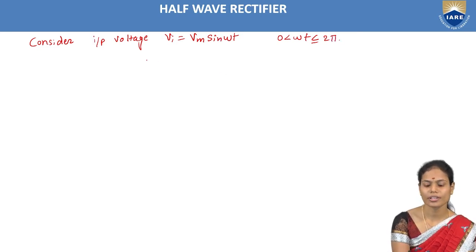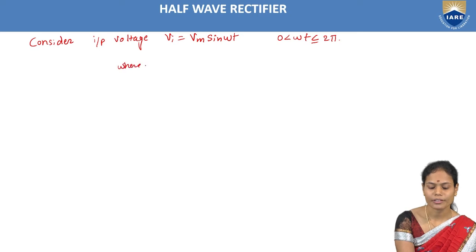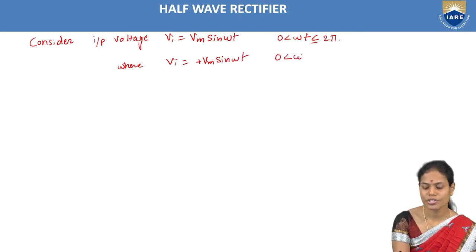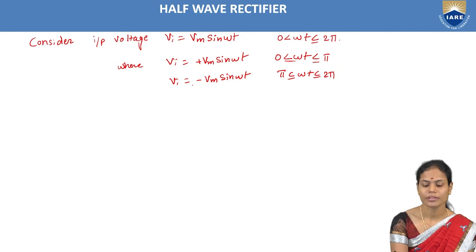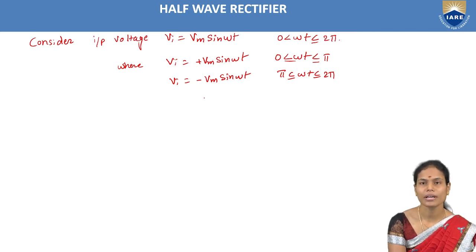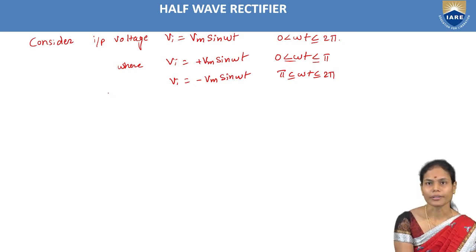Here Vi equals plus Vm sin omega t for the duration 0 to pi, and Vi equals minus Vm sin omega t for the duration pi to 2 pi. So for the positive half cycle plus Vm and for the negative half cycle minus Vm we are providing to the rectifier. And we are assuming the diode as an ideal one.